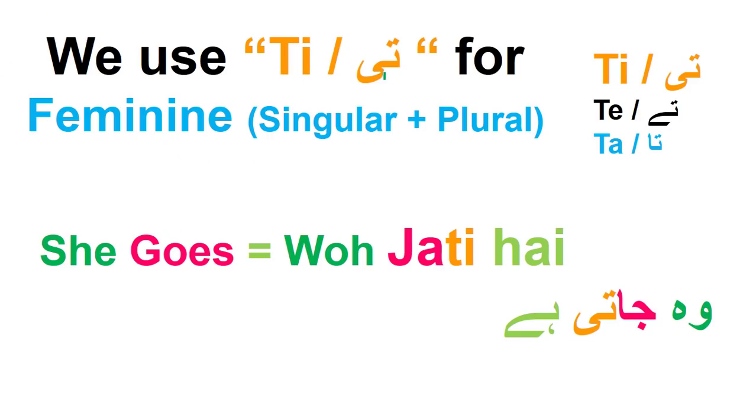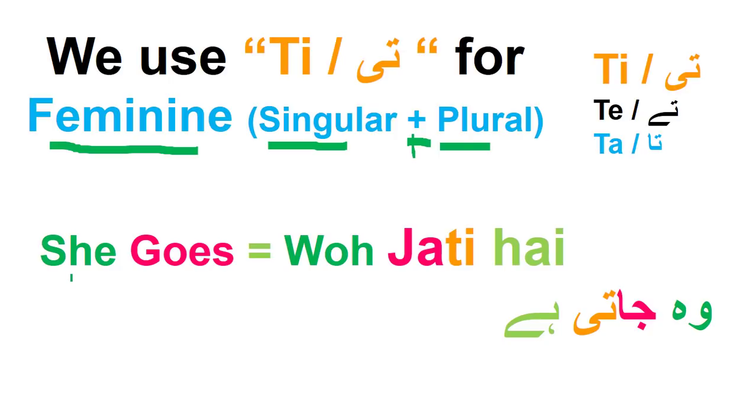Let's see the use of ti. We use ti for feminine. You need to learn only one point, that we use ti for feminine no matter whether the noun is singular or plural. This means we use ti for both singular and plural, but only if the noun is feminine.